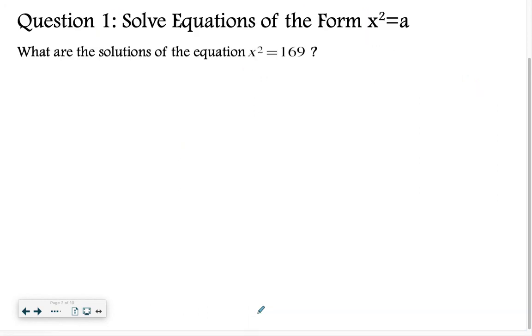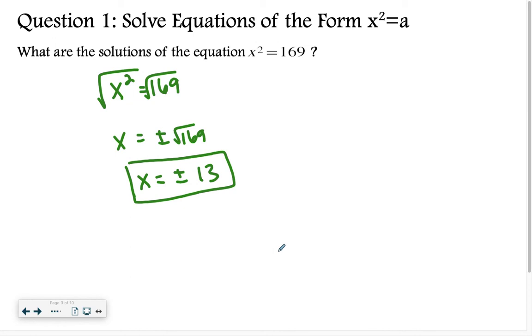All right. Now I want you to try this problem on your own. What are the solutions of the equation x squared equals 169? Good luck. All right, for this problem, hopefully you determined that your answer could be either a positive 13 or a negative 13. If you have questions about that, first check the work that I have shown here, but I'm also happy to help you and explain that to you in another way.